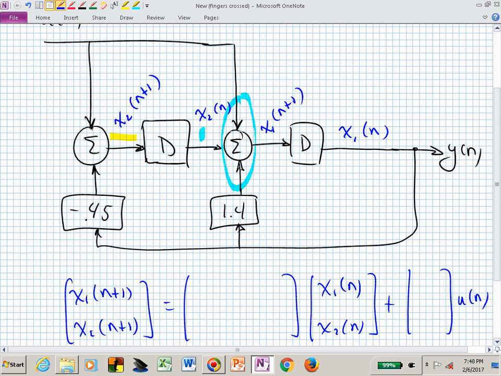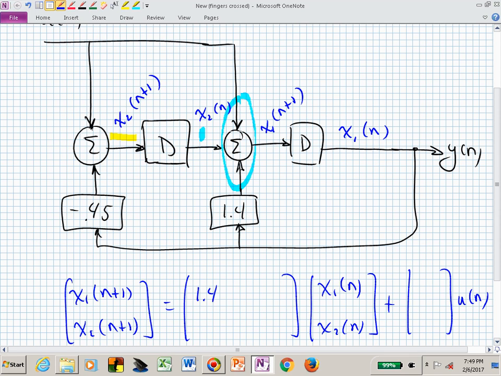What creates that? X sub 1 of n plus 1 is the output of that rightmost summing junction, and what signals come in to produce that? I have 3 signals to make that. The first one is from the bottom. That's 1.4 times y of n, but y of n is x1 of n, so I should be able to find that by saying there's 1.4, x sub 1 of n.